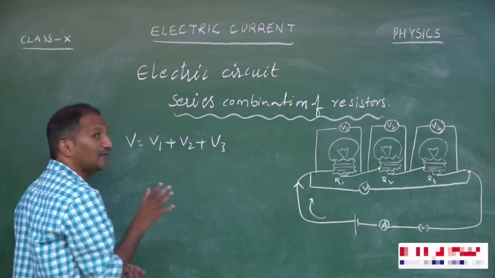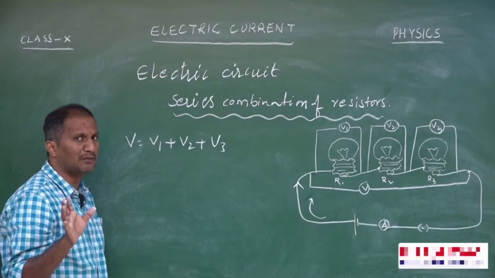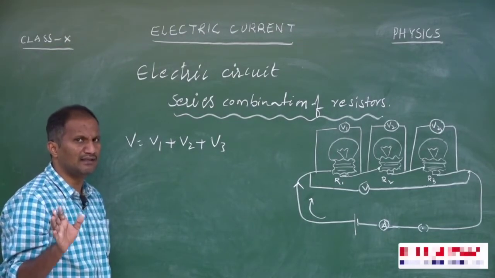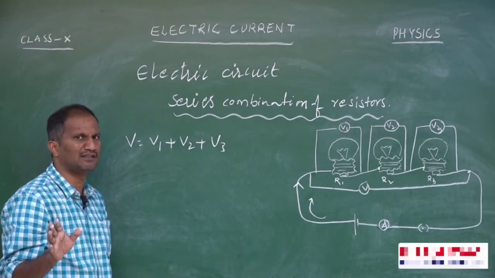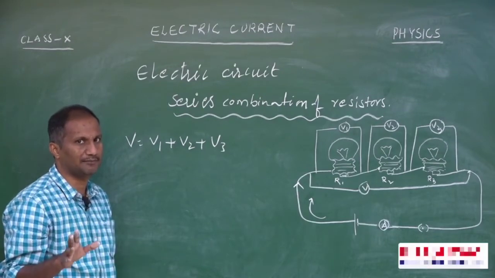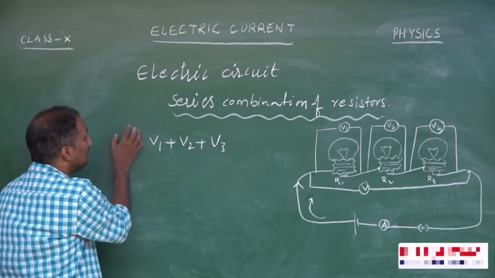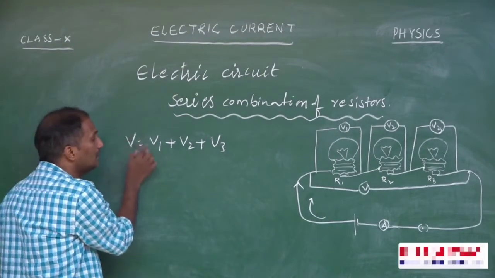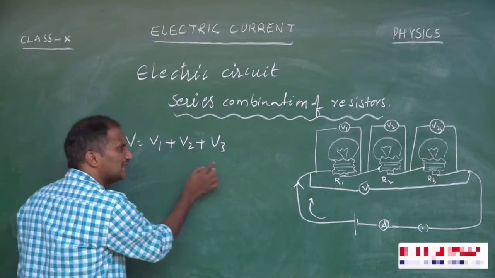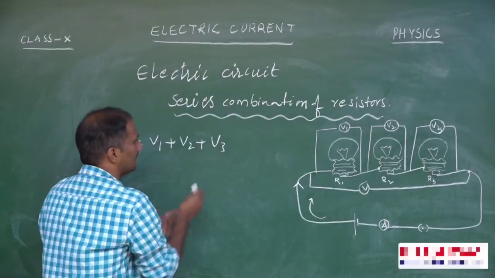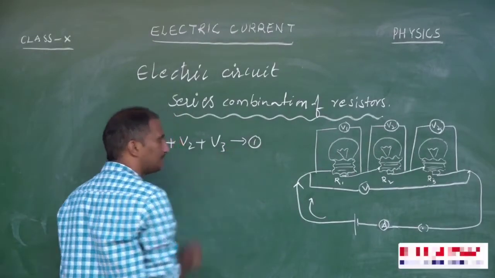Here we can clearly come to the conclusion by observing only the individual potentials and the resultant potential, that is, the potential difference at the two terminals of the battery. Now we come to the conclusion that the potential difference at the terminals of the battery is equal to the sum of the potential differences at each individual bulb. Let it be taken as equation 1.